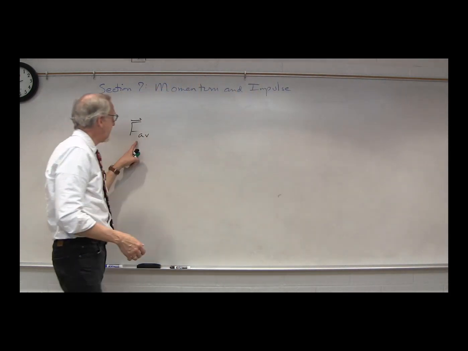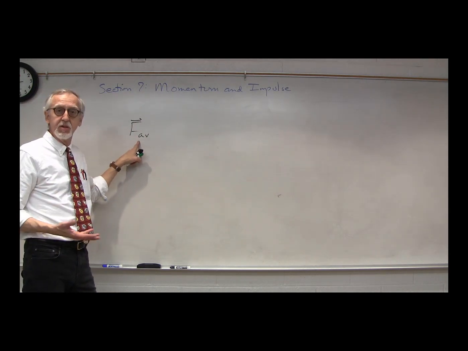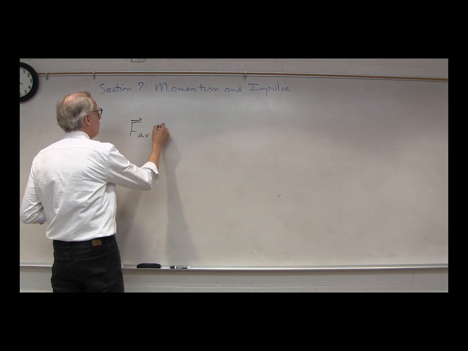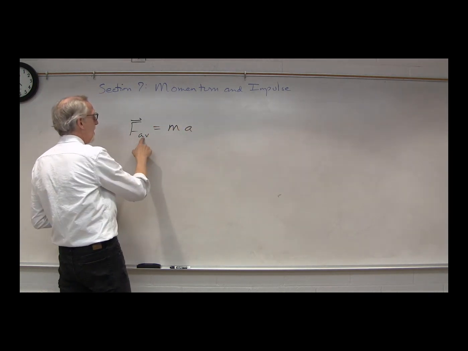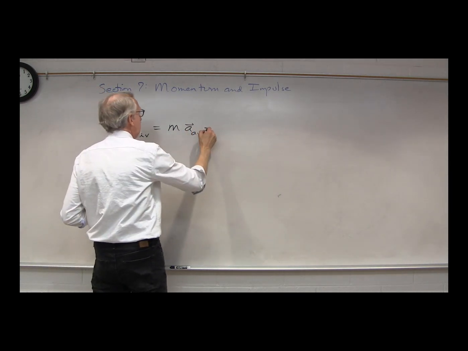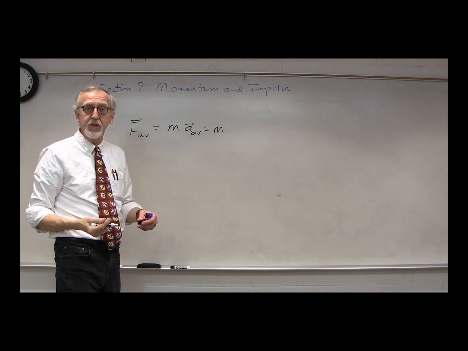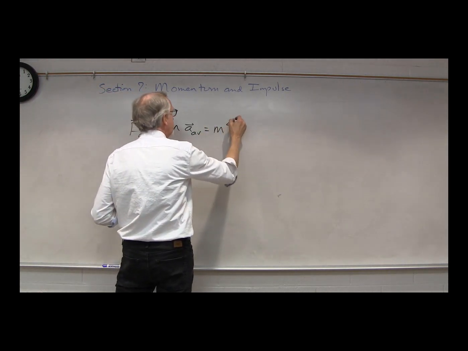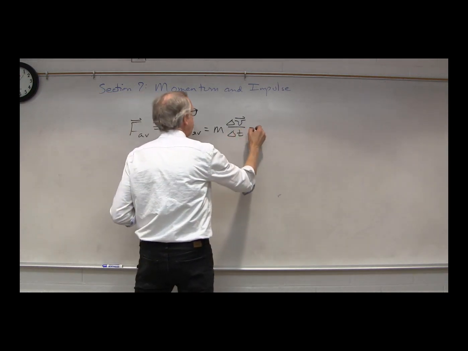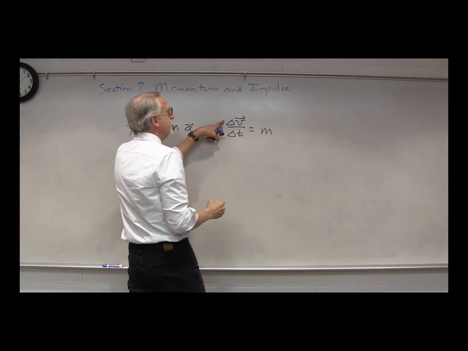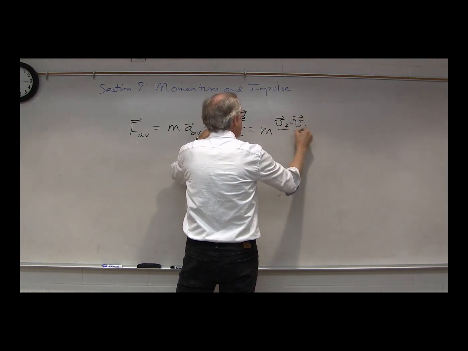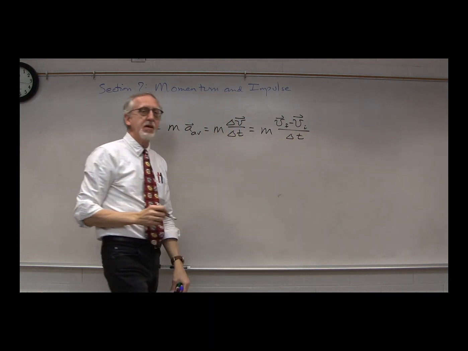So what does that mean? The average force is then the net force that's acting on the object. So from Newton's second law, we know then that that must equal m a average. And we know the average acceleration is the rate of change of the velocity, delta v over delta t. In other words, that is the mass times the change in the velocity, v final minus v initial, over delta t.